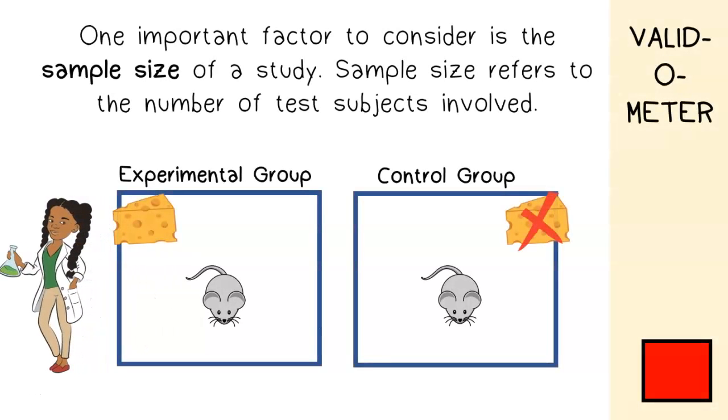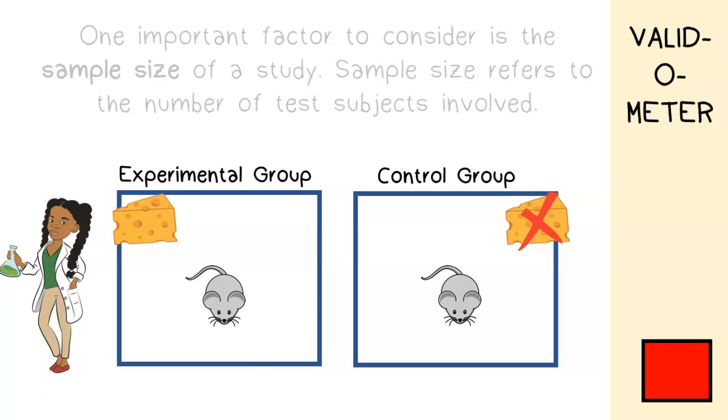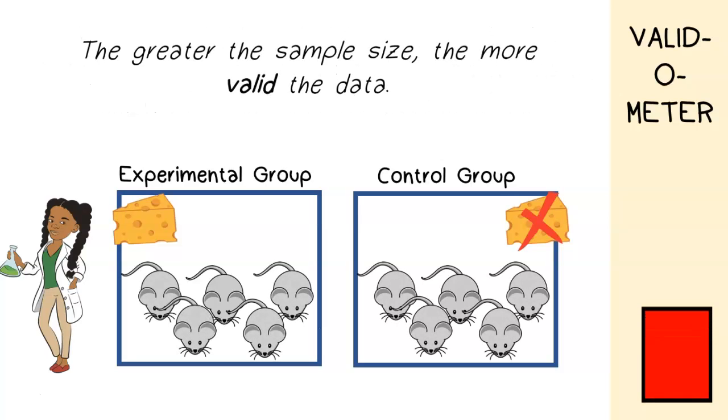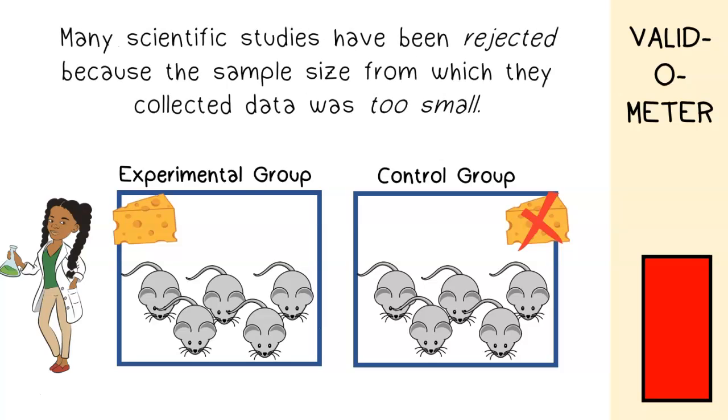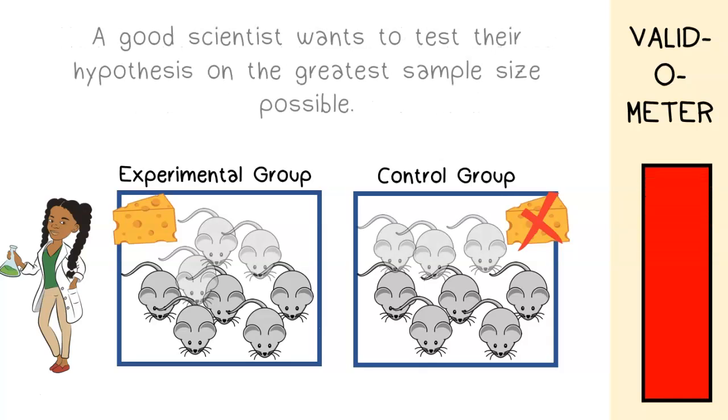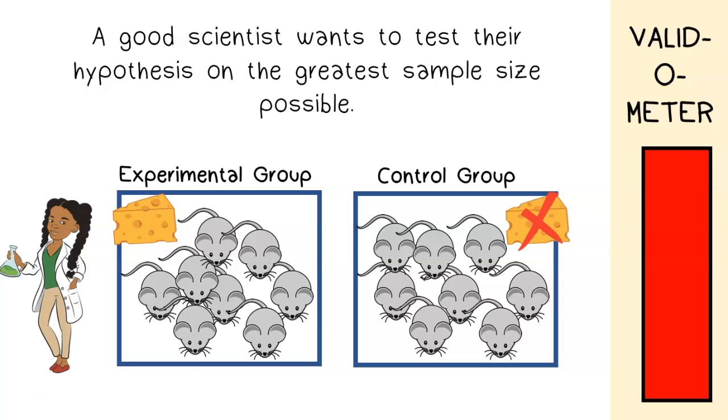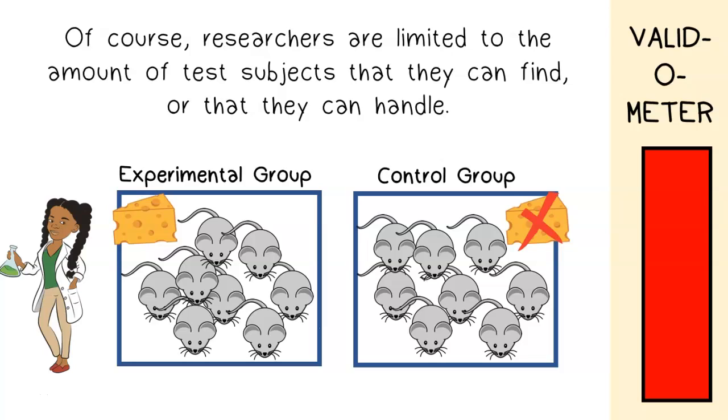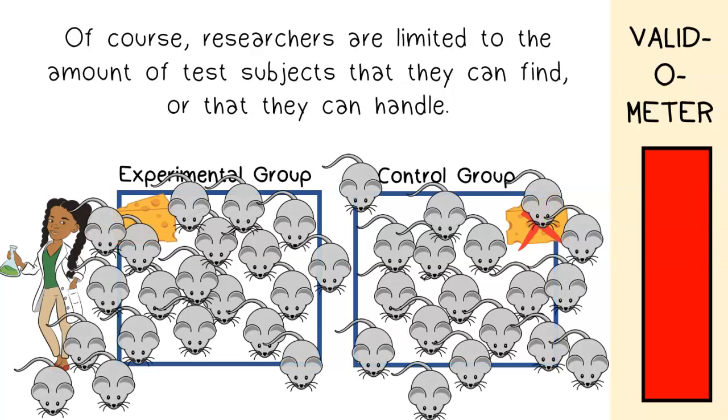One important factor to consider is the sample size of a study. Sample size refers to the number of test subjects involved. The greater the sample size, the more valid the data. Many scientific studies have been rejected because the sample size from which they collected data was too small. A good scientist wants to test their hypothesis on the greatest sample size possible. Of course, researchers are limited to the amount of test subjects that they can find or that they can handle.